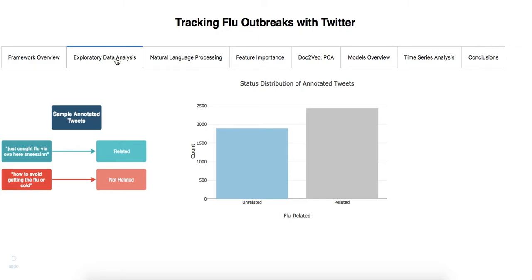The supervised learning aspect of this project means that the models actually need to learn from or be trained on a labeled dataset before they can be used for future classification. I took about 4,500 tweets that were actually representative of the dataset and labeled them 0 or 1, or unrelated, related. An example of a related tweet is, "just caught the flu, over here sneezing." An example of an unrelated tweet is, "how to avoid getting the flu or cold." And as you can see here, the distribution of the annotated tweets was fairly even across the 2 classes.